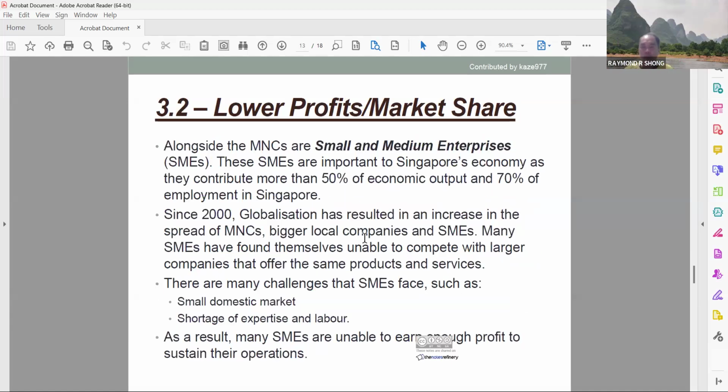Now, this is the next one, I'm going to end soon. This is the one about small and medium enterprises, which make up 50% of Singapore itself. So, every company in Singapore started from a small company and grew to a big company. Example, Red Dot, Old Chang Kee.